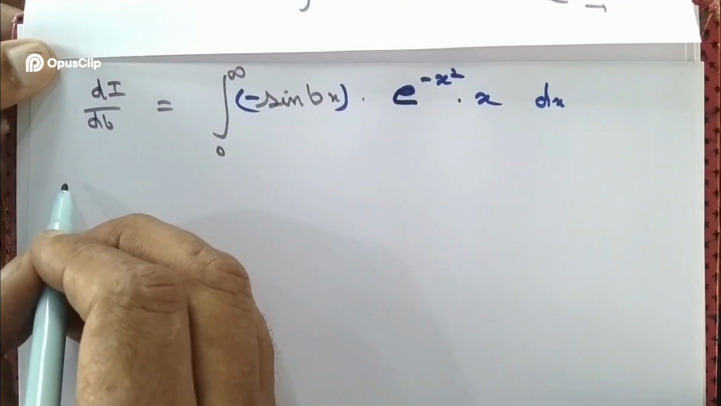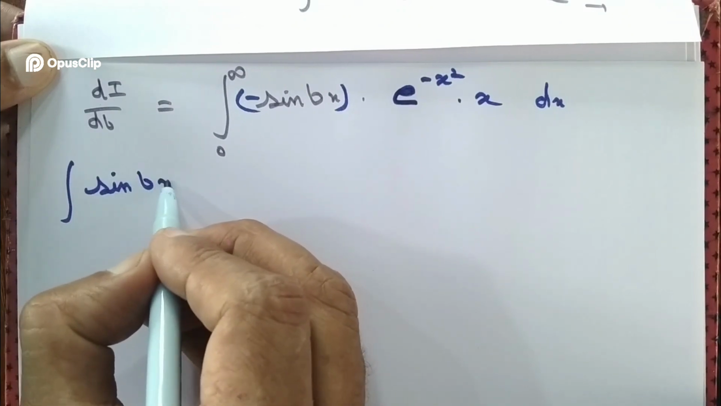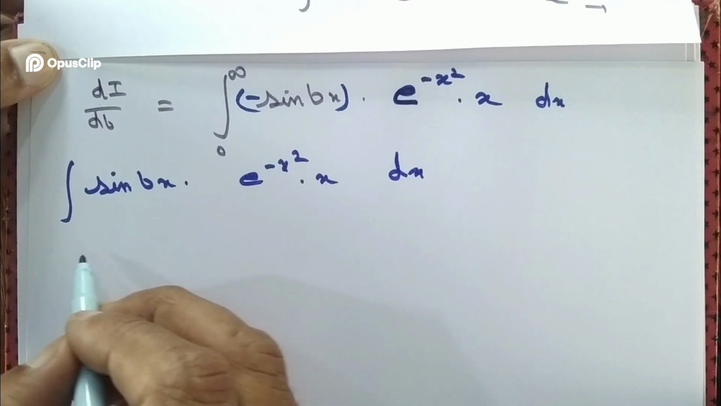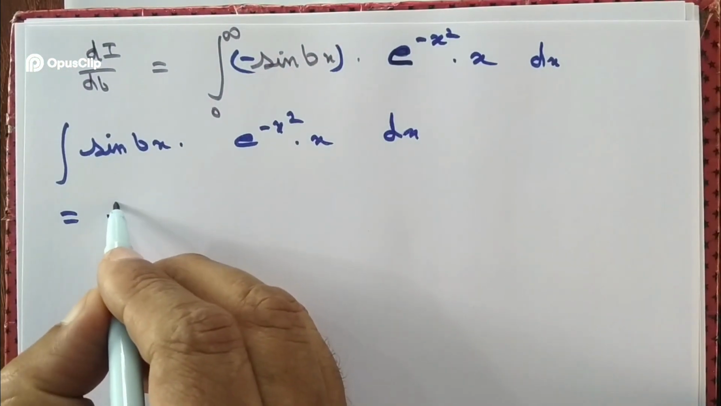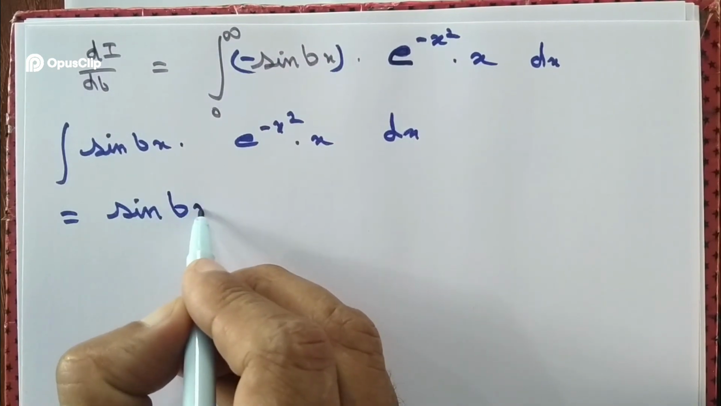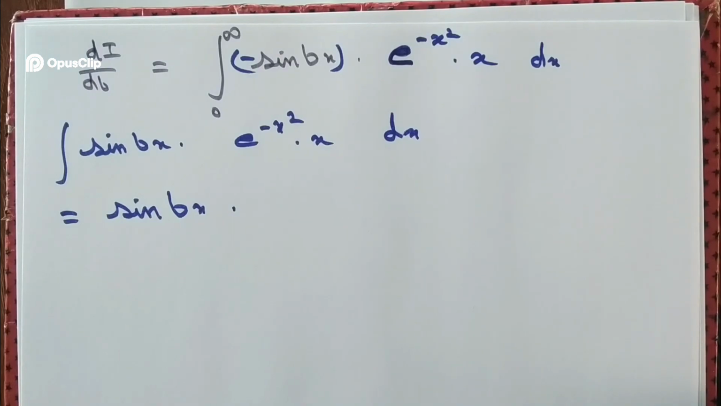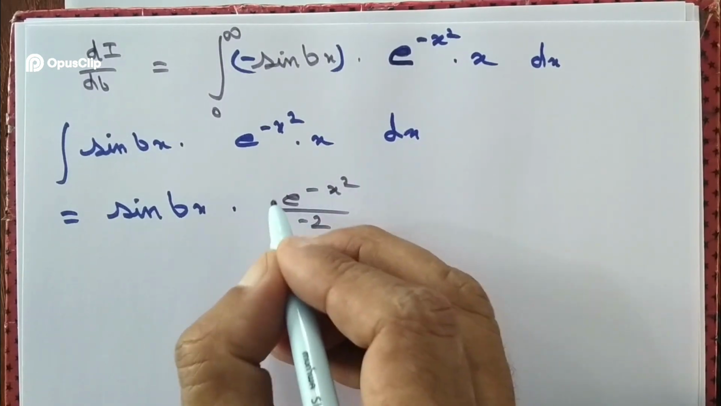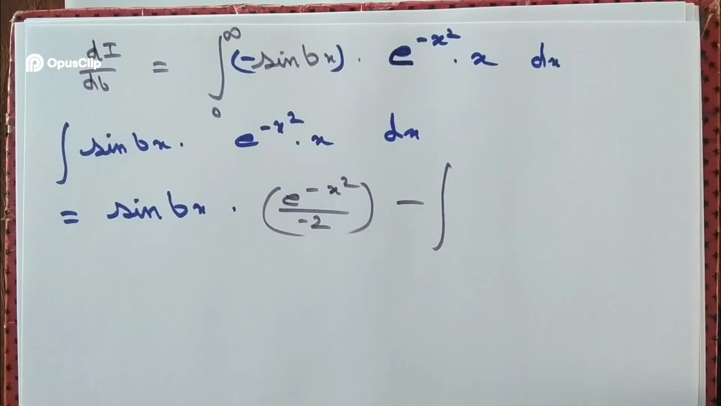Now we apply integration by parts to the integral of sine bx times e to the power minus x square times x dx. That's equal to: the first function is simply sine bx, and then the integral of e to the power minus x square times x is e to the power minus x square by minus 2, first times integral of second, minus integral of the derivative of sine bx.